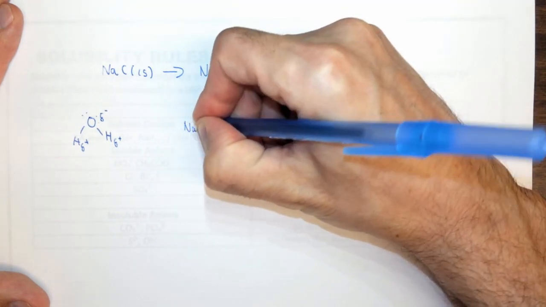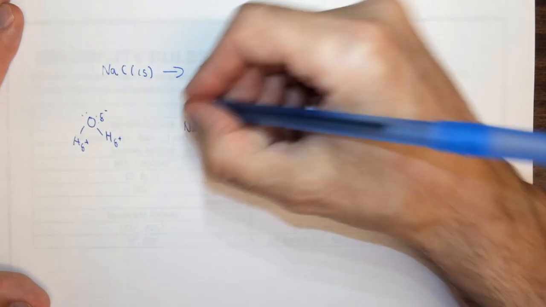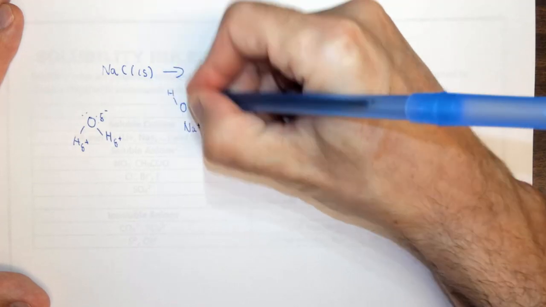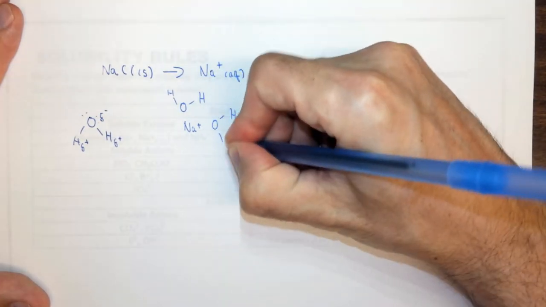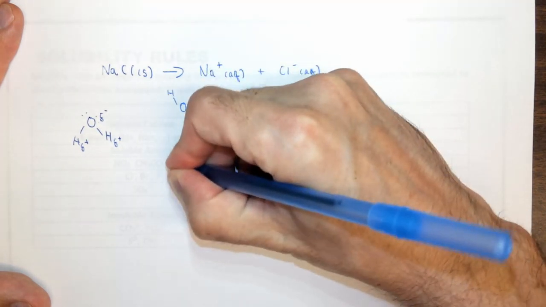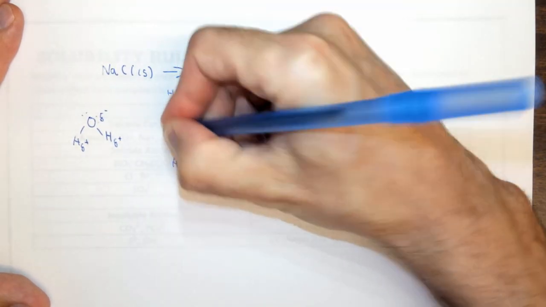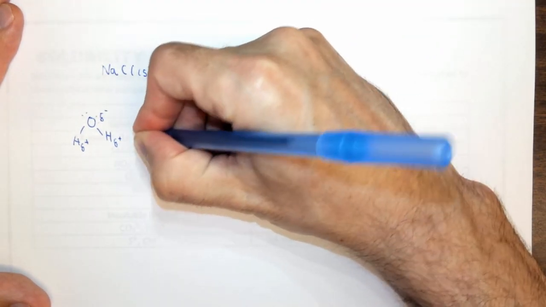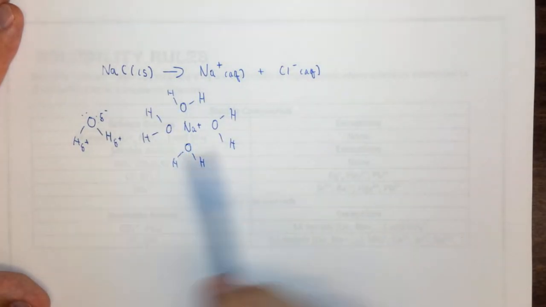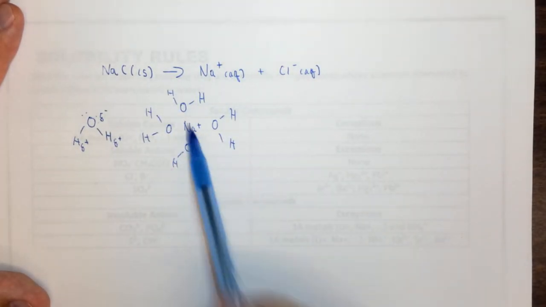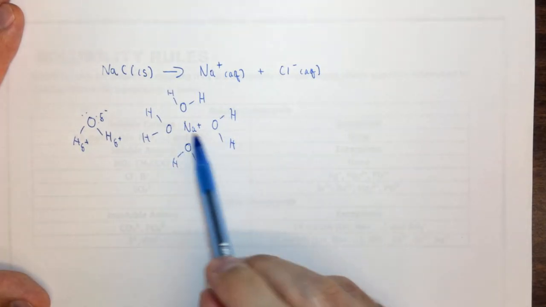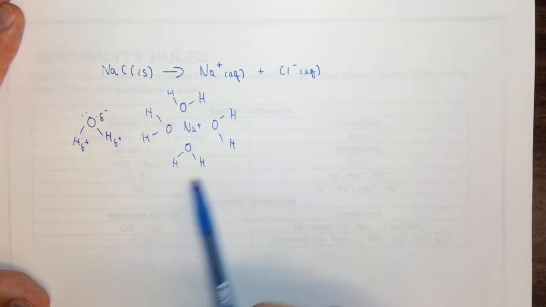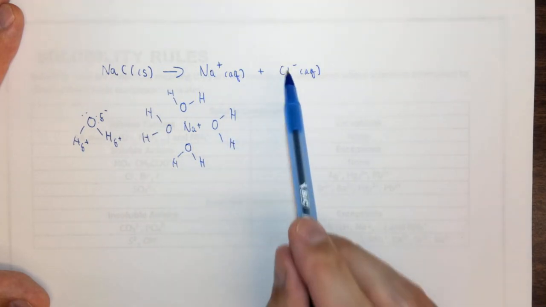So if we have Na+, it would want to interact with the oxygens of water because the oxygens are partially negative and opposite charges attract. So this sodium becomes solvated, and there'd be one above and one below, and it may not necessarily be 6 molecules. This is not to scale, but basically the sodium plus becomes solvated.